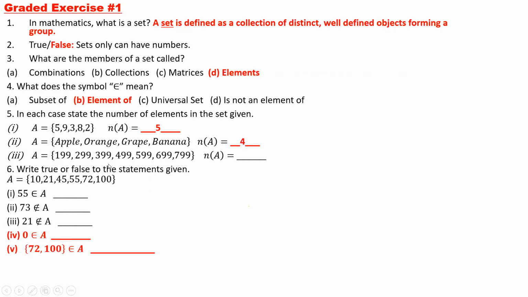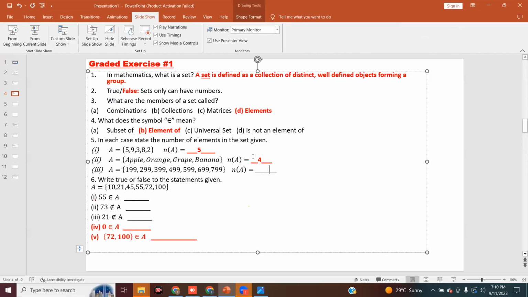I have 4 for number 5, triple I. What do you have for this one? 7. You have how much? 7. Is it 7? 1, 2, 3, 4, 5, 6, 7. It is 7. Anyone else have 7? The 7 is the right answer. I have it. Very good. Excellent.